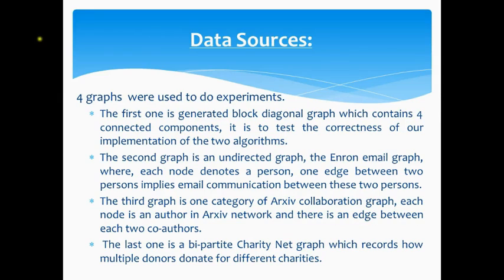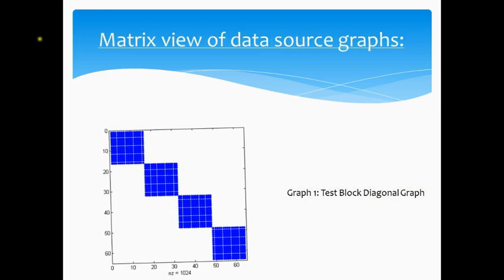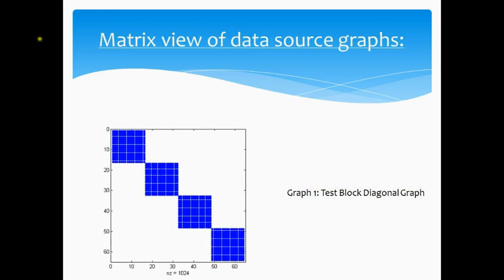We actually use four different graphs for the experiments. The very first one is a block diagonal graph. The next one is an Enron email graph. The third one is an RCF collaboration graph, and the fourth one is a CharityNet graph. Let's see each of the matrix views of these graphs independently. The first one is a generated block diagonal graph which contains four connected components, and it is to test the correctness of our implementation of the two algorithms.